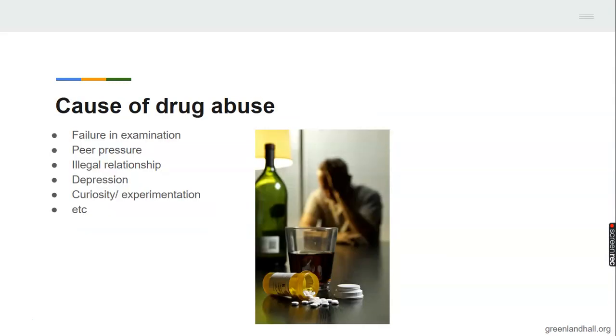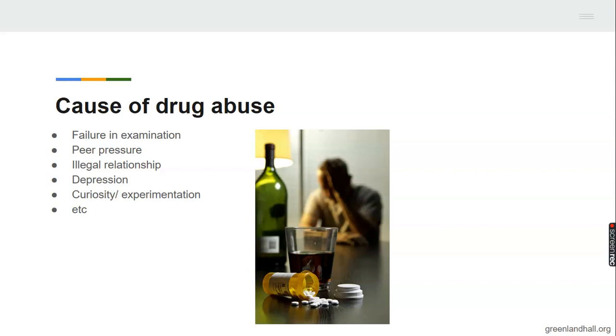Now, what are the few causes of drug abuse? So many things cause drug abuse for people. Many people go into drug abuse for many reasons. But one of the few of them is that some of them go there because of failure in examination. Some go there because of peer pressure. Their friends are doing it, they want to do it too.